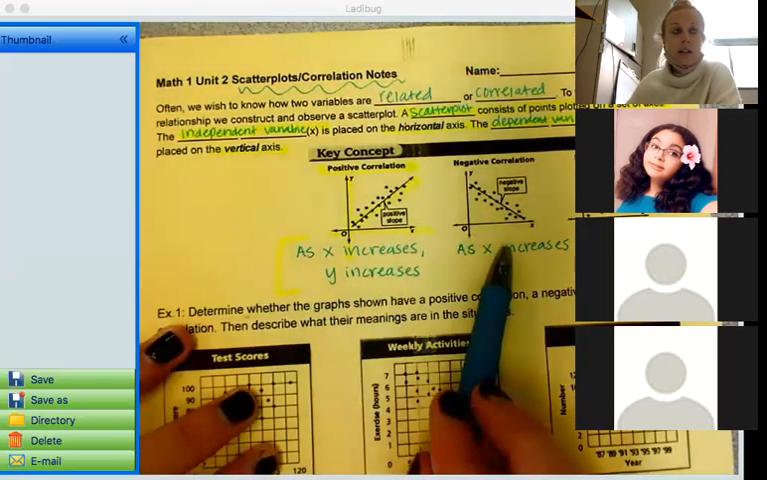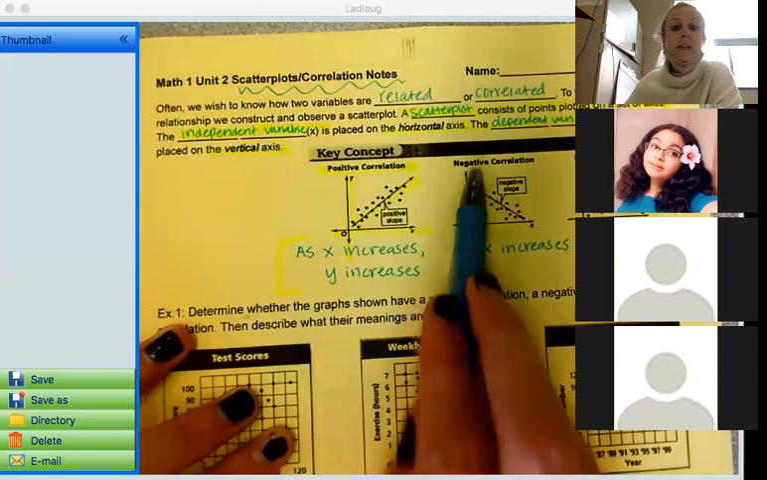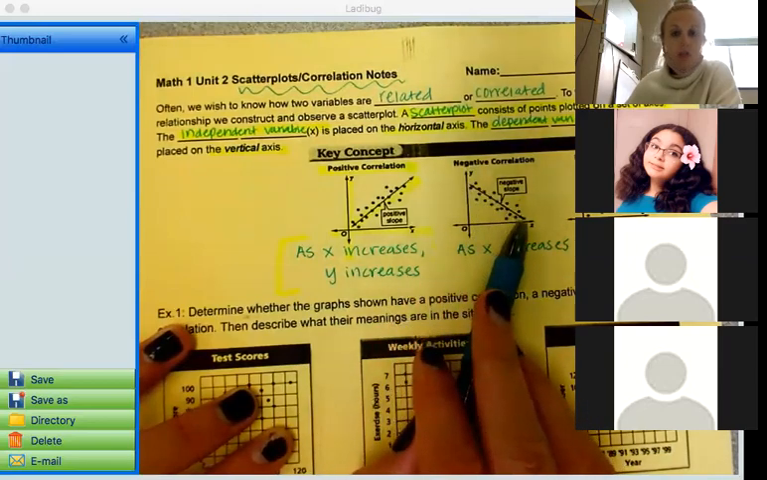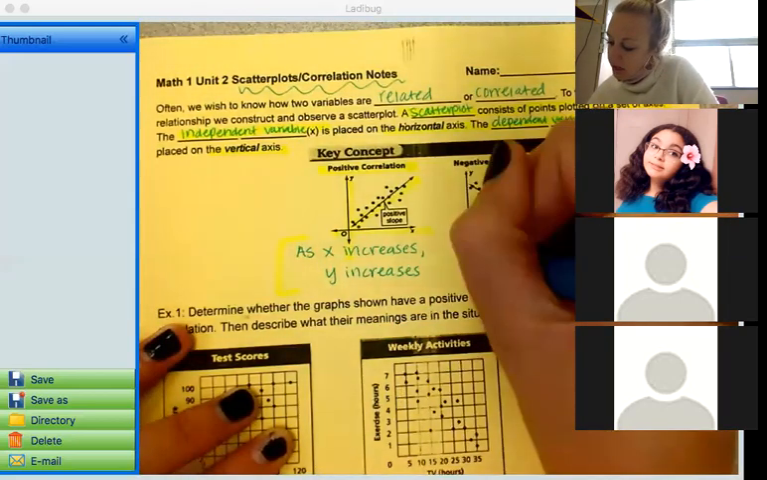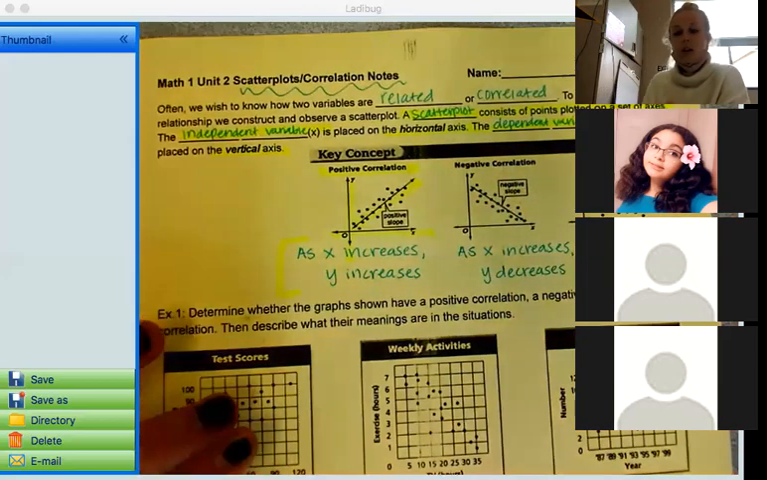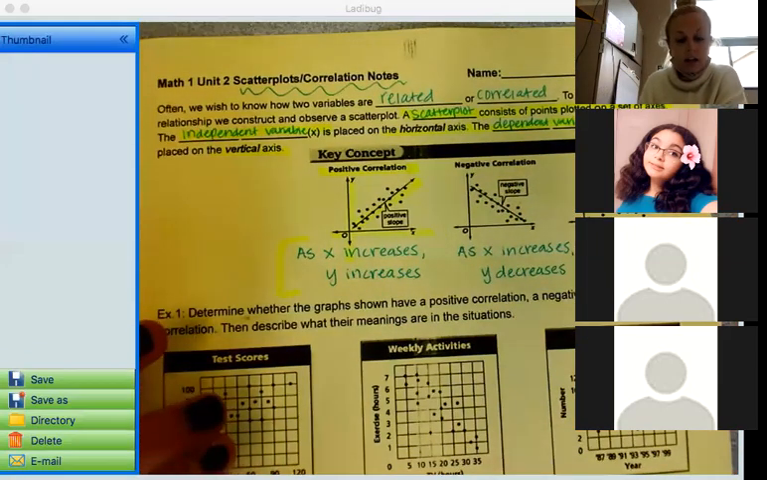X always increases. What makes this negative is that when X is increasing, what are my Y's doing? Decreasing. Good. So as X increases, Y decreases. That is what you need to write for a negative correlation.